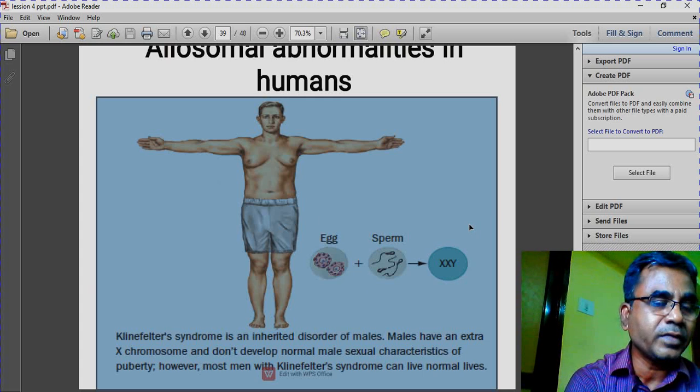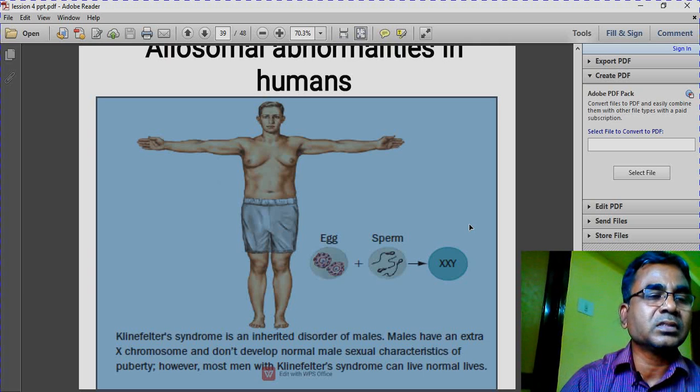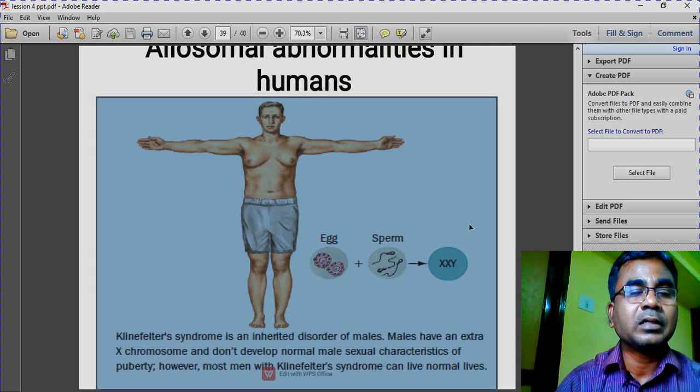So this will also cause some abnormality. These persons will be sterile. They are sterile males. Though they are males, they cannot reproduce. The person will be infertile. And what are the other symptoms? The persons will be tall, obese, with long limbs and a high-pitched voice.